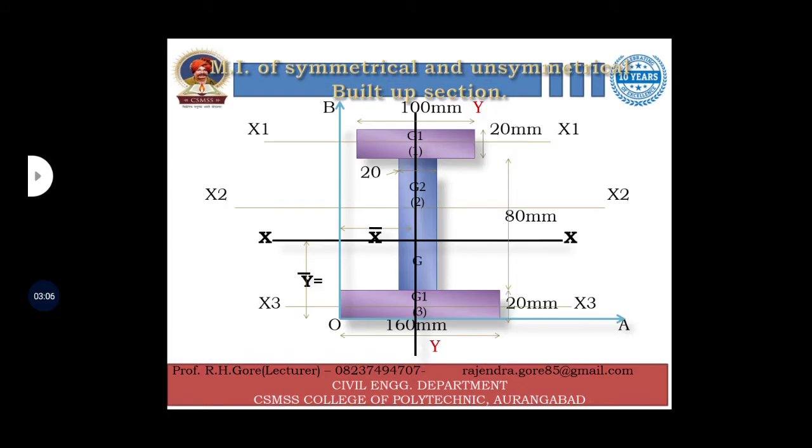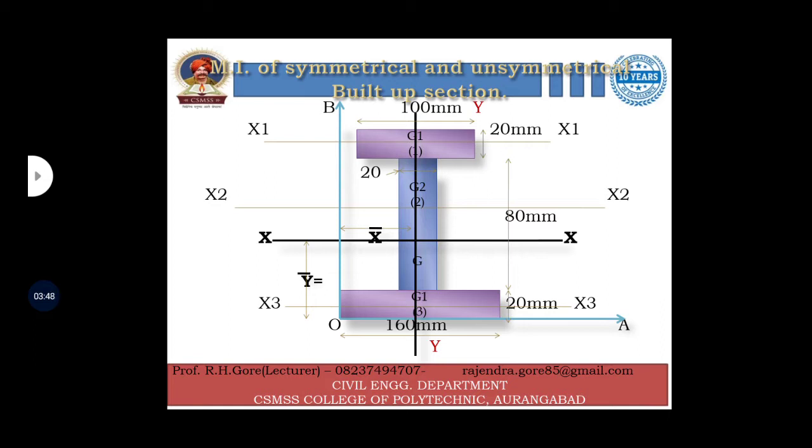In figure we can see these unequal I sections having top flange, web and bottom flange. Width of top flange is 100, depth of top flange is 20, width of web is 20 and depth of web is 80, width of bottom flange is 160 and depth of bottom flange is 20 mm. From the bottom side of sections, this reference axis OA, and from the left of section is OB axis.